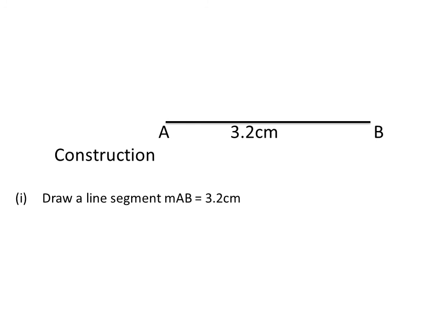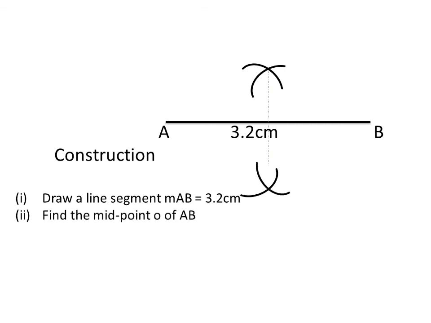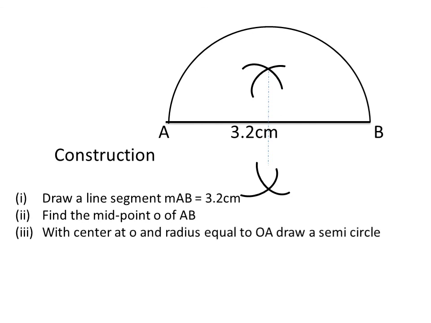Then you have to draw two arcs. One is upside and second is downside. Similarly, you have to keep your compass at point B and draw two arcs which intersect both these arcs like this. Join the point of intersection of both these arcs in this way. Now keep your compass at the midpoint of AB and draw a semicircle like this. For this, we can write a statement: with center at O and radius equal to OA, draw a semicircle.